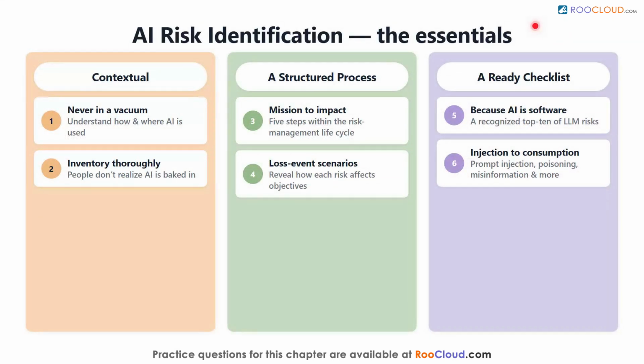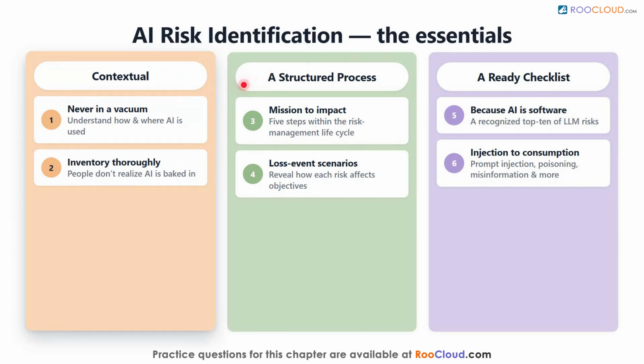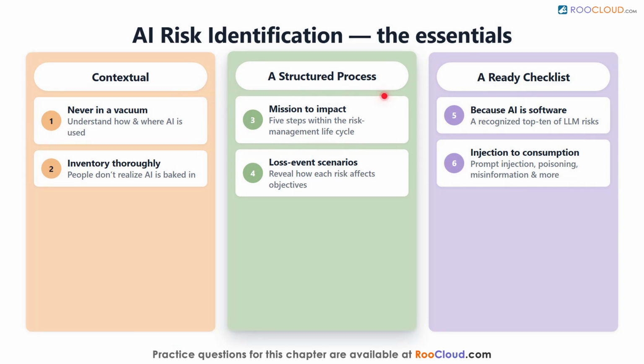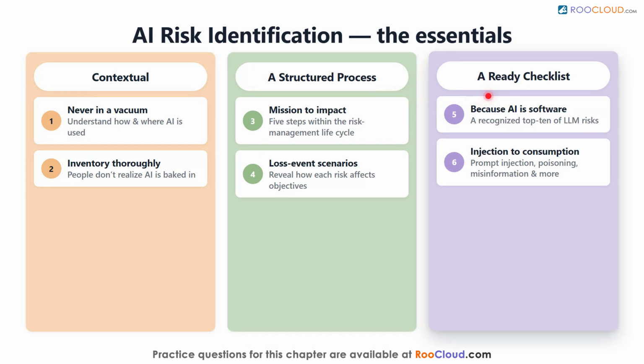Let's bring it all together. AI risk is contextual. So identification starts by understanding how and where AI is used, and by inventorying it thoroughly, then working through a structured set of steps from mission to impact within the risk management lifecycle. And because AI is software, a recognized top 10 list of language model risks, from prompt injection and poisoning to misinformation and unbounded consumption, gives you a ready checklist of what to watch for.